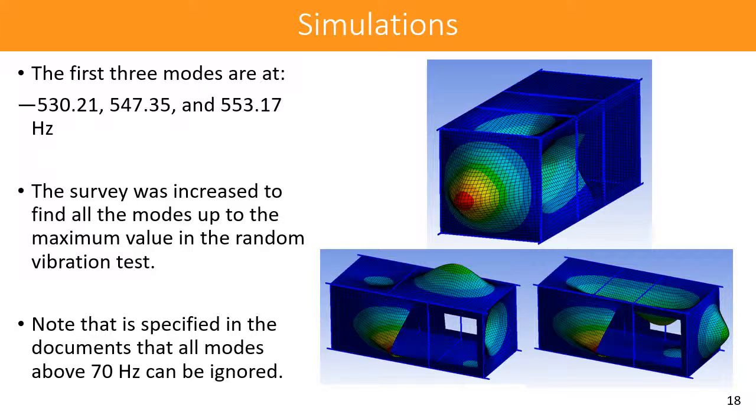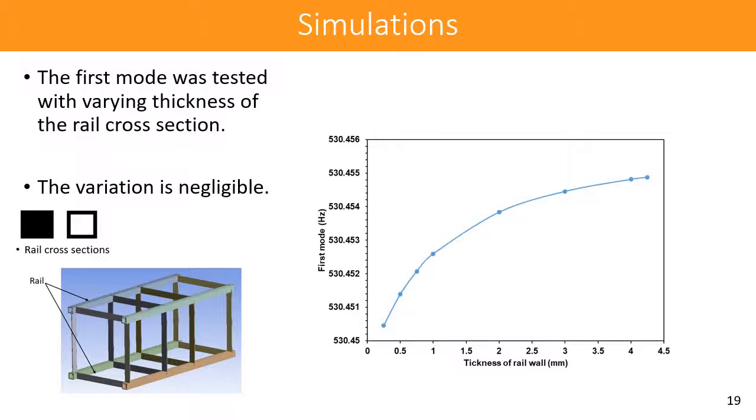hertz. Also, I increased the number of modes to account for the whole range of the random vibration test, meaning that it should go up to 2000 hertz. However, in the NASA document, it specified that all modes above 70 hertz can be ignored unless it's specified by the launcher. However, I decided to include them. So then I started with the optimization.